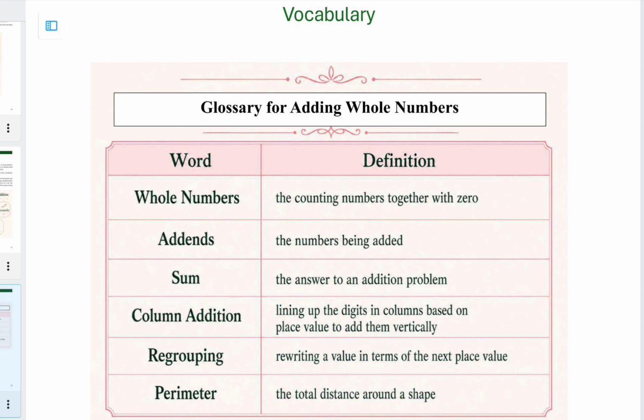Column addition is lining up the digits in columns based on place value to add them vertically. So that would be like 12 plus 12. Do the 2 plus 2 is 4, and 1 plus 1 is 2.